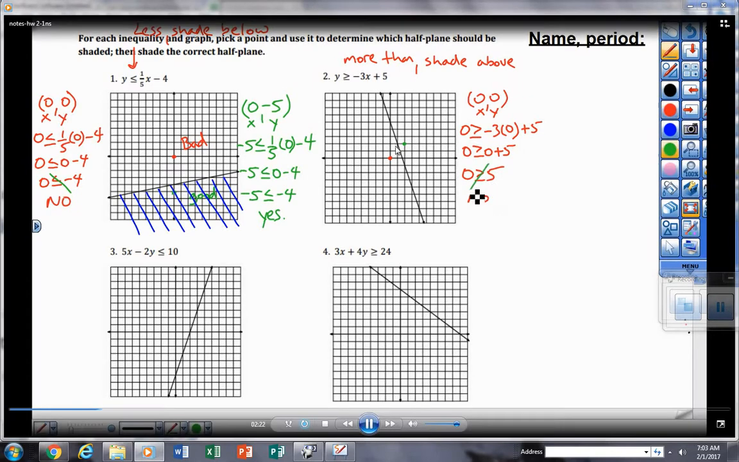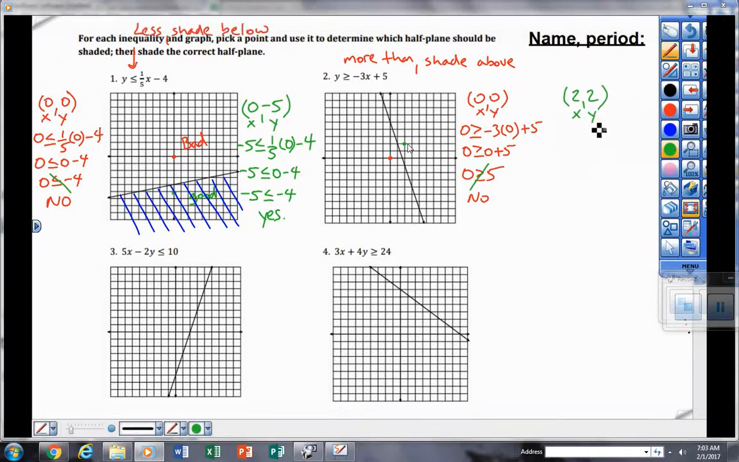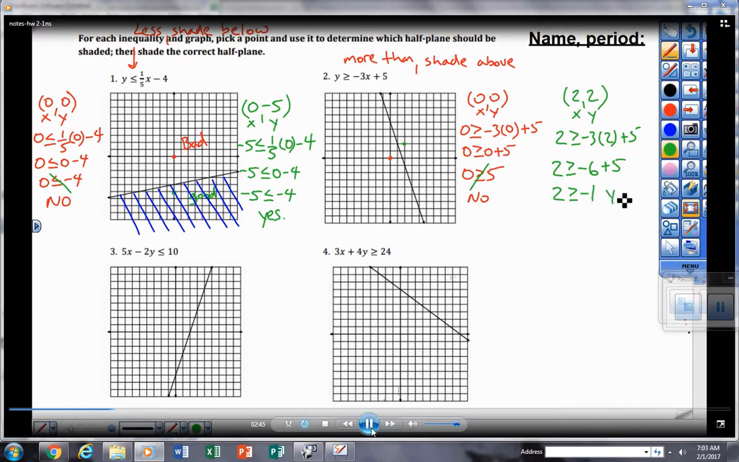When I plug in this green one in here, 2, 2, 2 for x, 2 for y, that gives me 2 greater than or equal to negative 3 times 2 plus 5. Gives me 2 greater than or equal to negative 6 plus 5. That is a true statement. 2 is greater than or equal to negative 1. That is true. Every point above that line will give me a true statement. So I'm going to shade above.